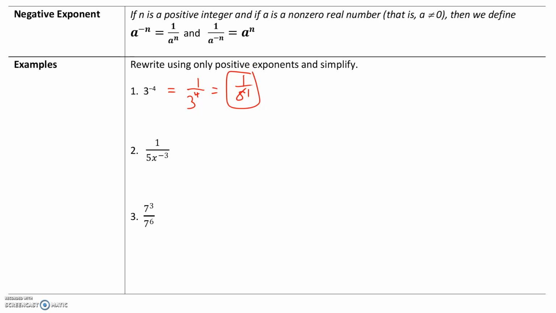The next one, I have 1 over 5x to the negative third. Now we got to be very careful. This negative exponent only belongs to the x, not to the 5. So because the 5 has a positive exponent, it's going to stay exactly where it's at. We only move terms with negative exponents. So this x to the negative third moves to the numerator using this property. If you have a negative exponent, to make it positive, you move it to the other side. So the x to the negative third moves to the numerator and then it becomes positive. So our answer is going to be x to the third all over 5.